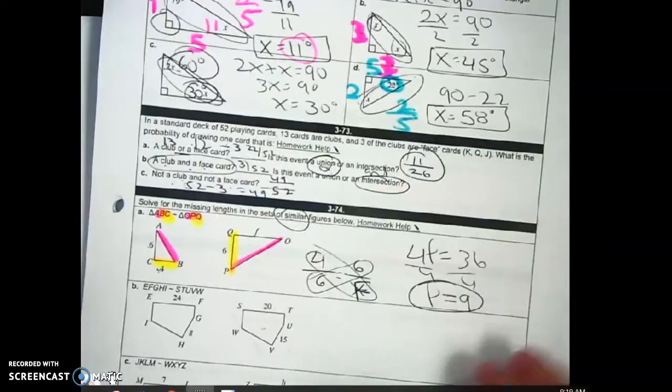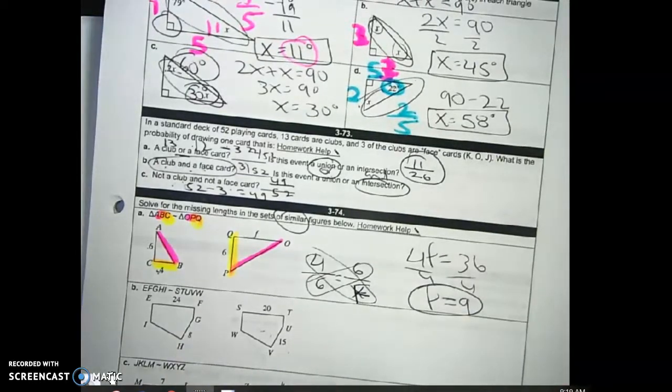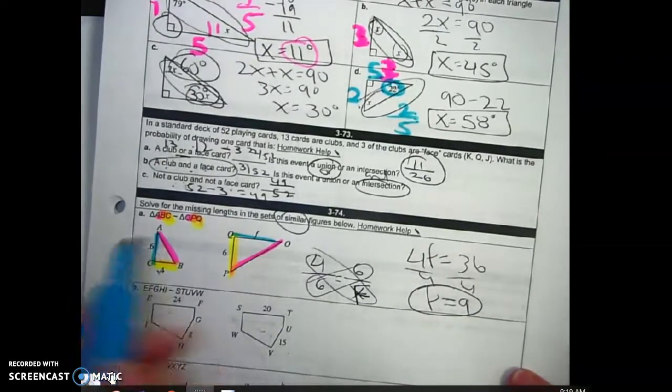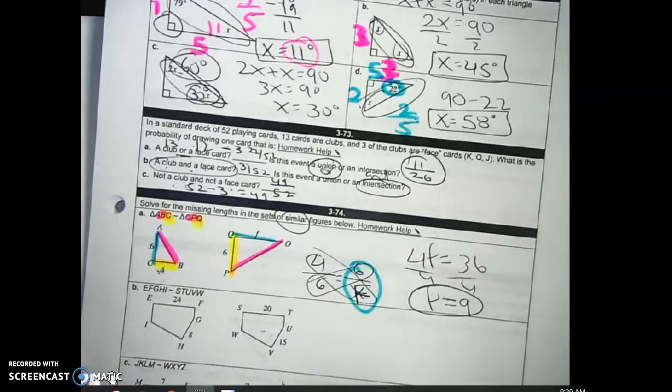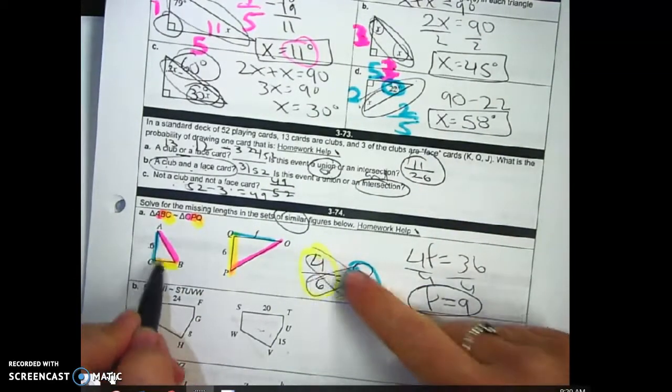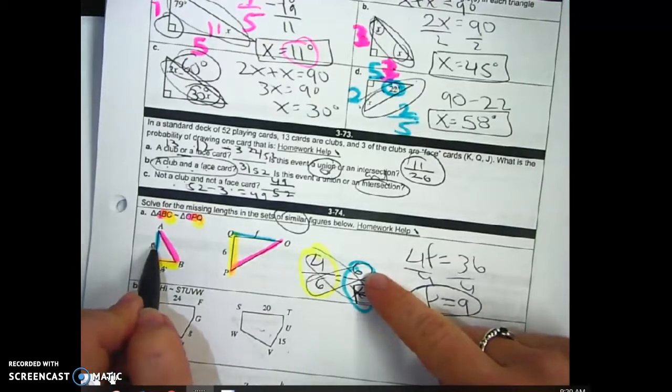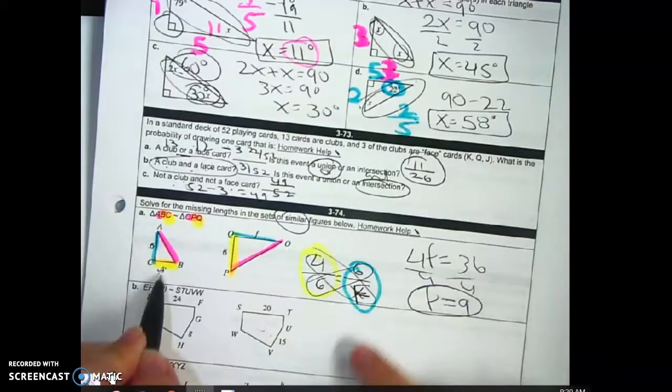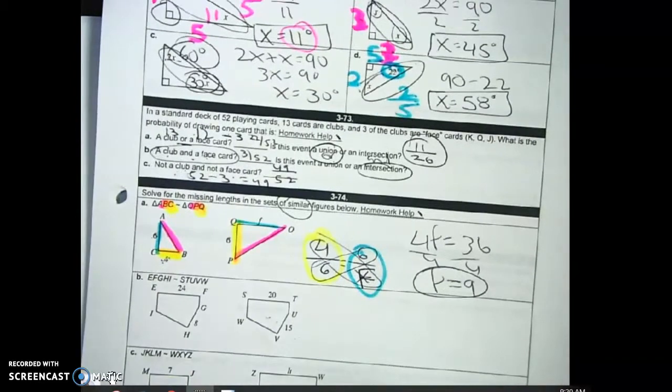Okay? All right, so notice how I did this, and I can show the blue also. So this was blue, and this was yellow. I have to make sure the smaller triangle went with the bigger triangle. Yellow, blue, yellow, blue. All right.